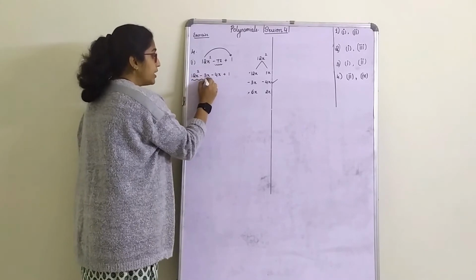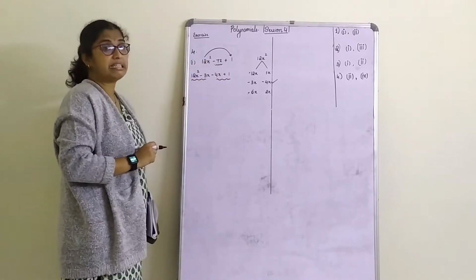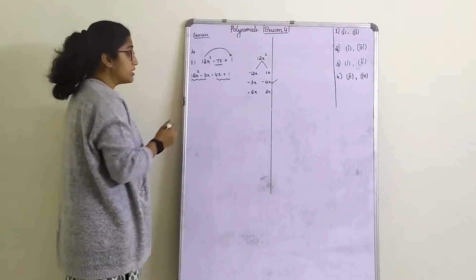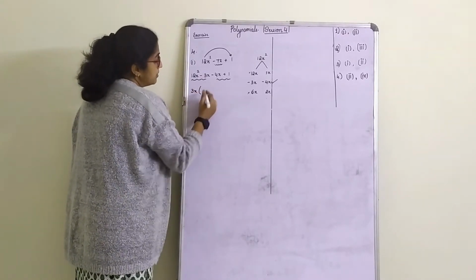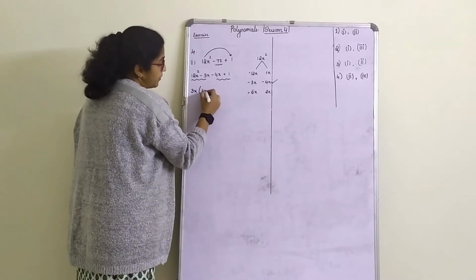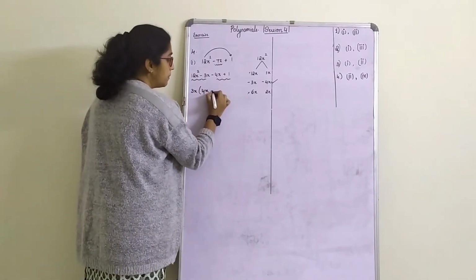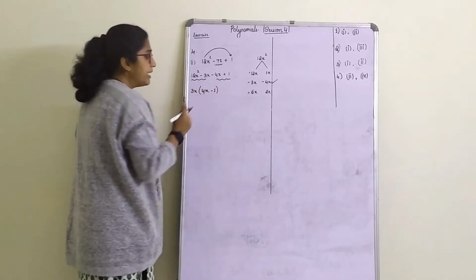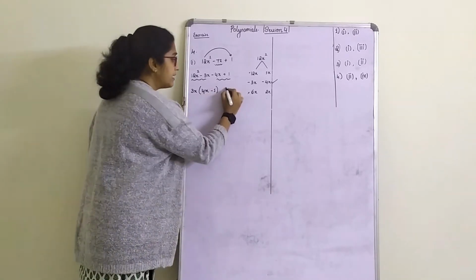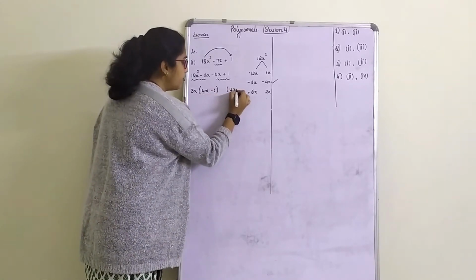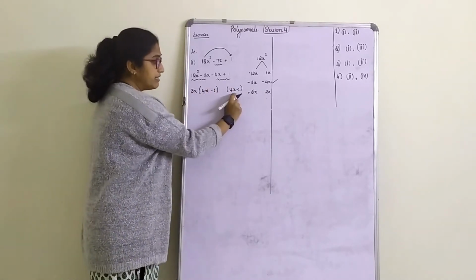After this, we group the terms in pairs. Between 12x square and 3x, what is common? 3x is common. So 3x into 4x is 12x square, minus 1. In factorization, always remember, what you write here in the bracket, the second bracket always will be the same. Always. Now, I have written the same thing.